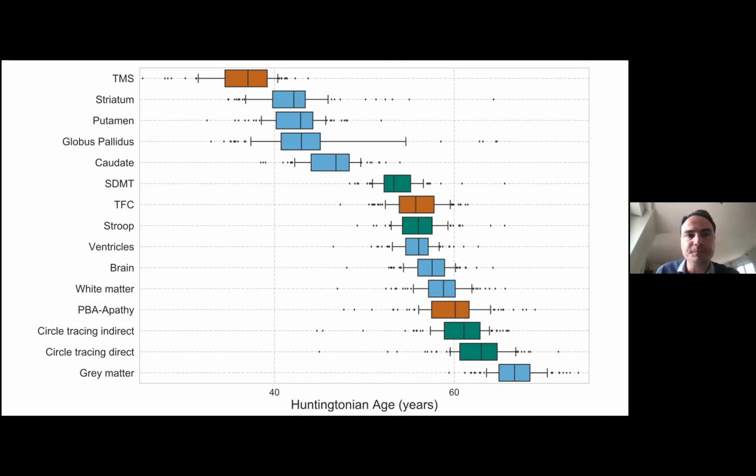Actually, as a follow-up question, it means that you estimate a global set of parameters for all the biomarkers, right? The translation and the scaling and so on. Yes. Okay. Thank you.